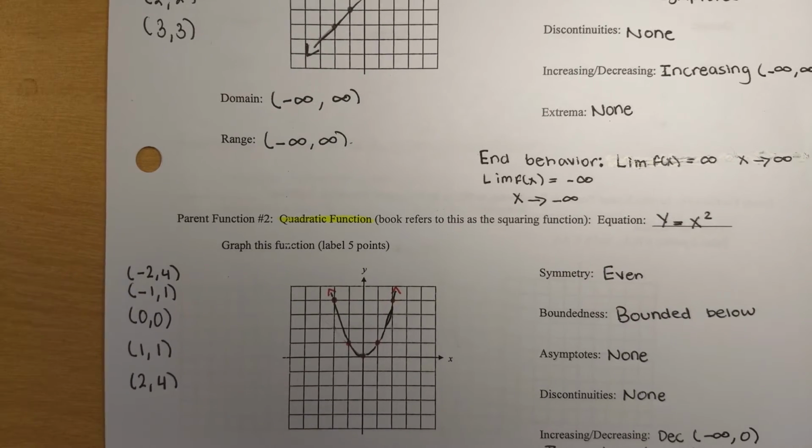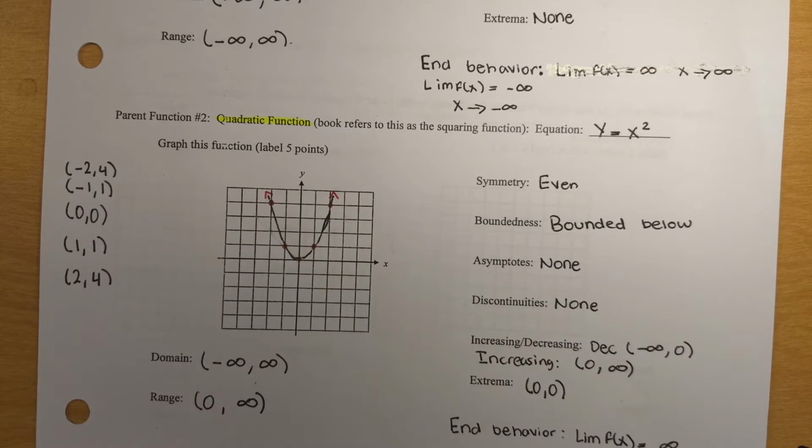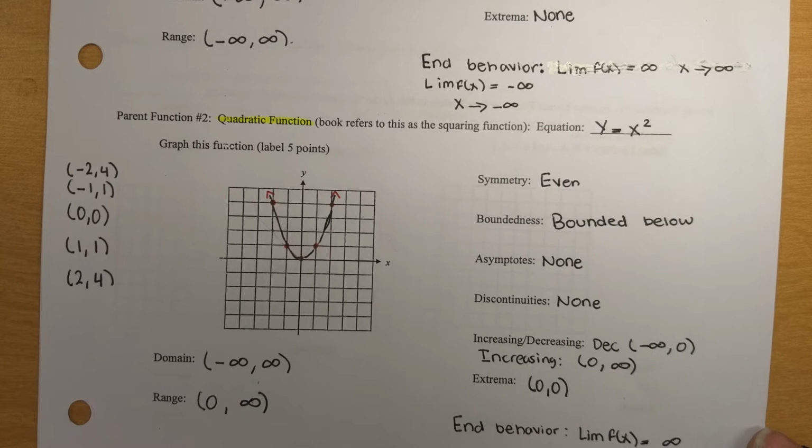The quadratic function. The parent function is y equals x squared. So the graph is a parabola. It has a domain of negative infinity to infinity, and it has a range of 0 to infinity, making it bounded below. The parent function reflects over x equals 0, making it have an even symmetry. The function does not have any asymptotes, and the graph shows no discontinuities.